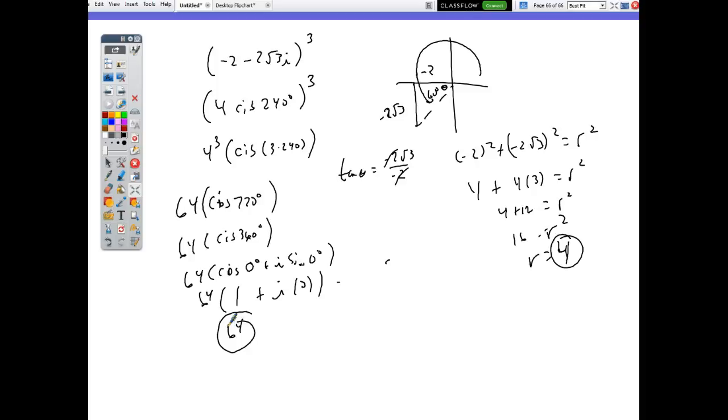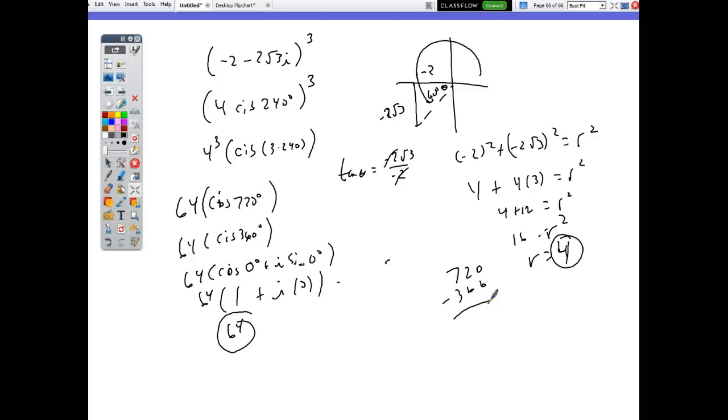To get down to something that's in the circle, 720 minus 360. Trust your own work. Good? The answer is 64.